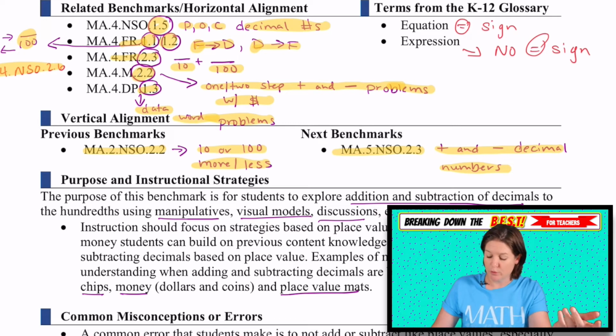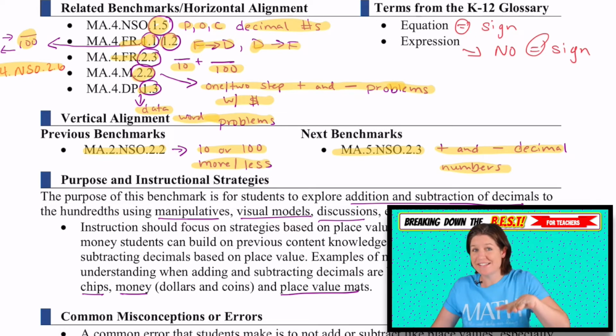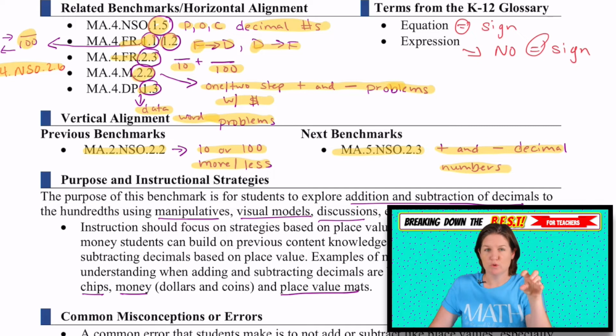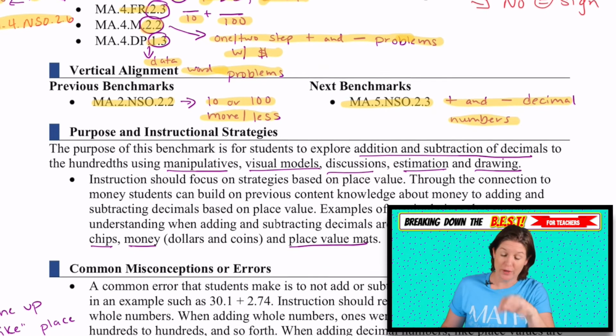So here we're doing the exploration level. We're going to use money, we're going to use base 10 blocks and get in the standard algorithm, but trying to make it very concrete as to what's going on because decimals are new in 4th grade.